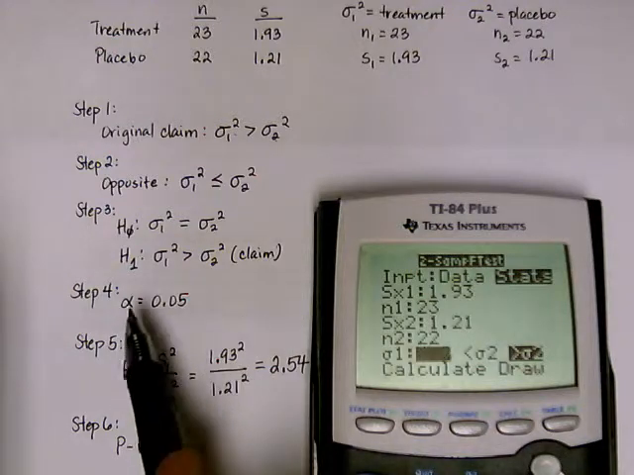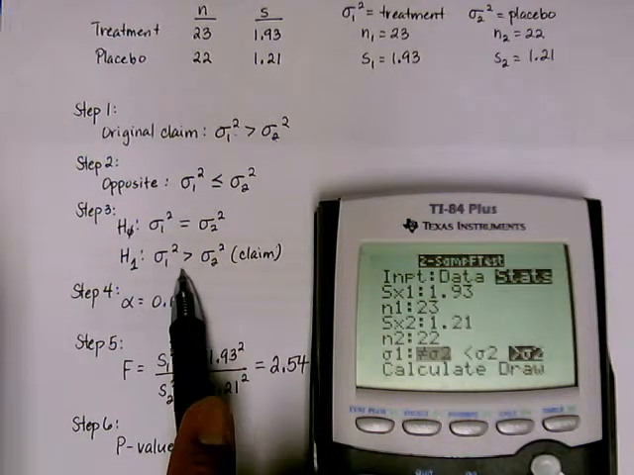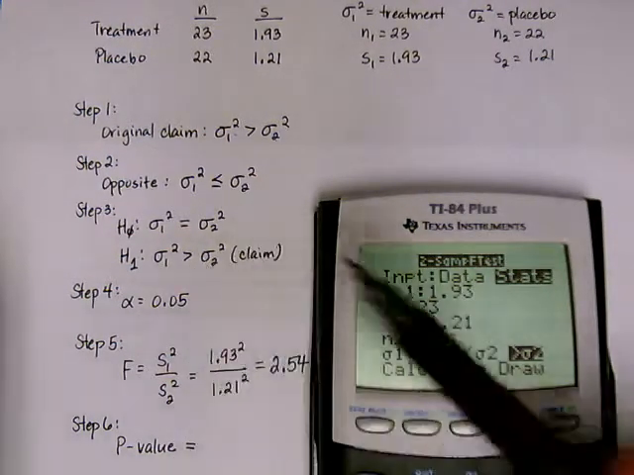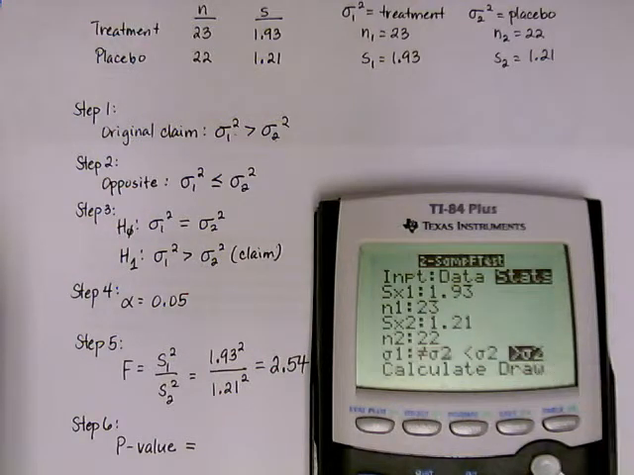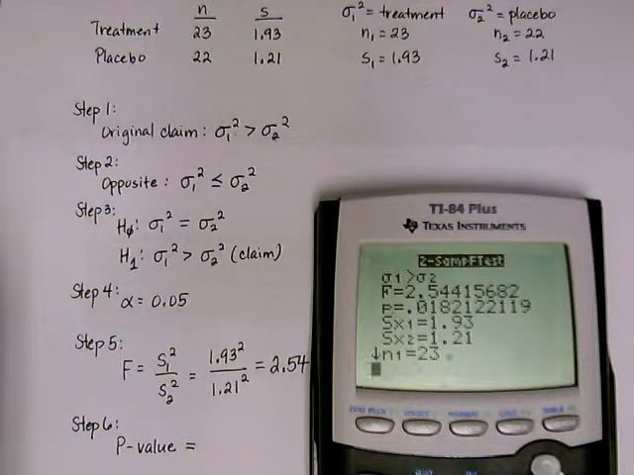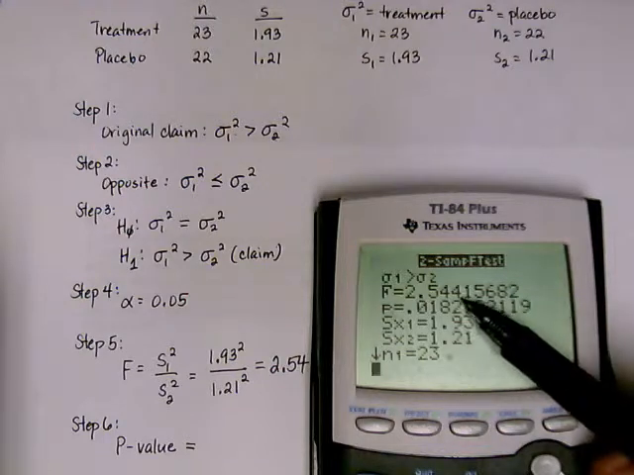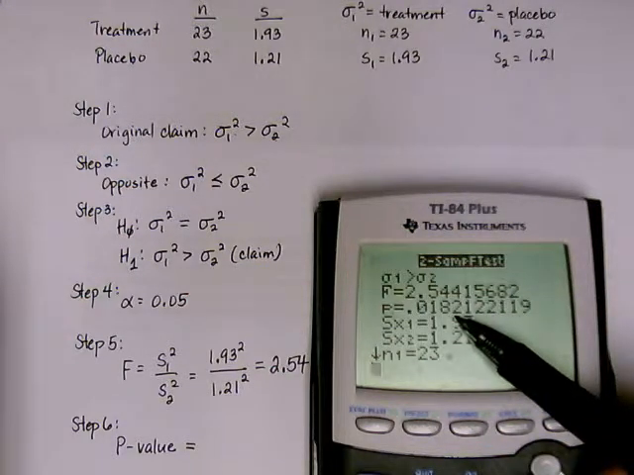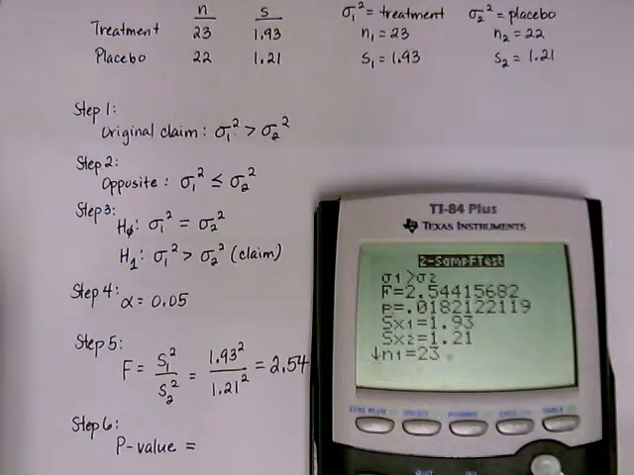And if you look at your alternative hypothesis, greater than is what we have. So we should highlight greater than sigma 2. Right arrow key and then press enter to highlight greater than sigma 2. Hit your down arrow key to calculate and press enter. That's your F statistic right there. This is your p-value. To 3 decimal places, that will be 0.018.